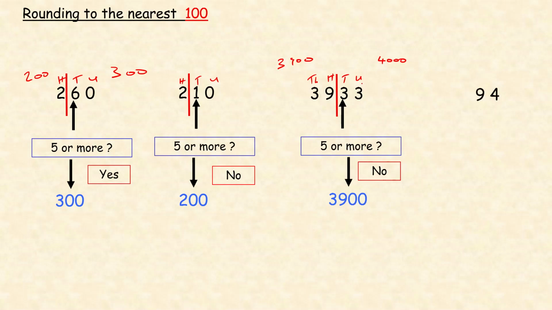And this is a tricky one. Because we're rounding to the nearest 100, we've got our units here, and we've got our tens, but the hundreds column is missing. So we're still going to check our tens, because we're rounding to the nearest 100. So we could put our line here, and we check then. Is that 5 or bigger? Yes, it's bigger than 5, it's 9. Much bigger than 5. So we round up to 100.